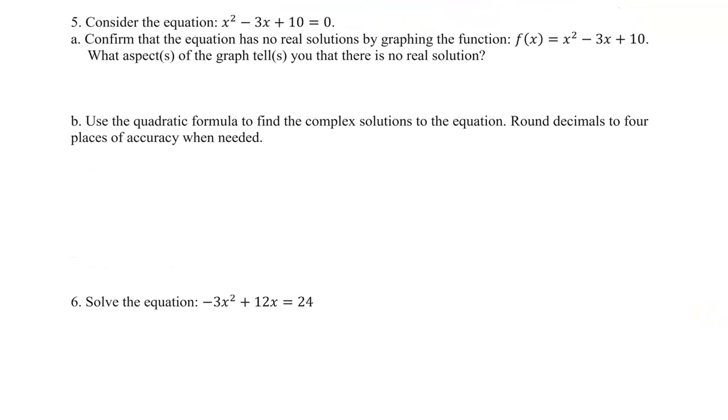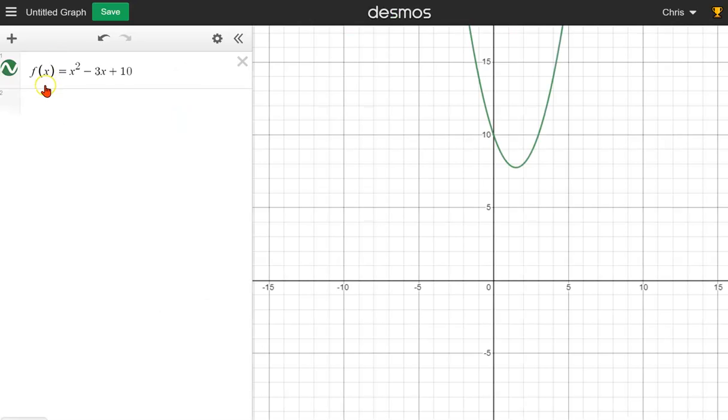Try another problem. Number 5. Consider the equation x squared minus 3x plus 10 is equal to 0. Letter A. Confirm that the equation has no real solutions by graphing the function using Desmos, and answer this question: what aspects of the graph tell you that there is no real solution? Okay, let's use Desmos. Type the function f of x equal to x squared minus 3x plus 10, and as you can see, there are no points on the x-axis, there are no x-intercepts. That's why this function has no real solutions.